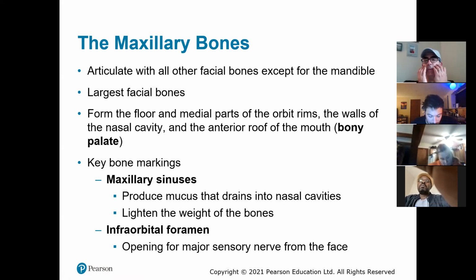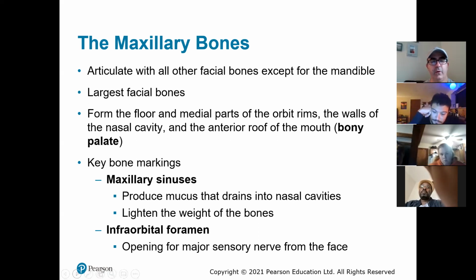They form the top of your jaw. They also form a large part of the roof of your mouth, the same bone, right? So it's the anterior roof of your mouth. That's called your palate, right? That's made up mostly of maxillary bone. The key bone markings that you need to know, there are these hollowed out sinuses, and they produce the mucus that drains into the nasal cavities. And the sinuses just kind of make the bones lighter, right? These are big bones that you're talking about.